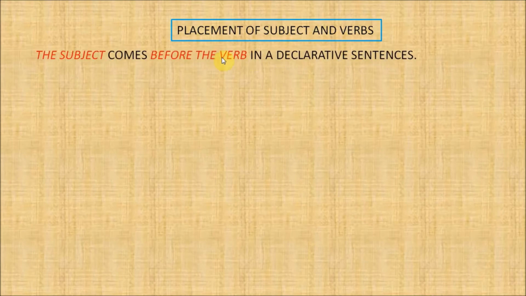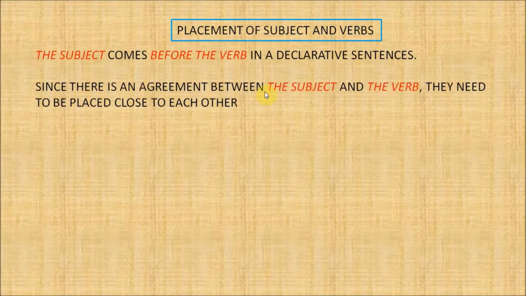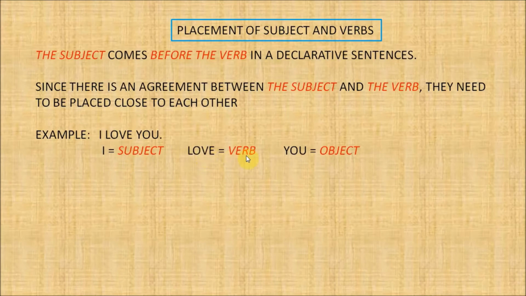Now let's look at placement of subject and verb. Where do we place subject and verb? The subject comes before the verb in declarative sentences. Since there is an agreement between the subject and the verb, they need to be placed close to each other. So the subject and verb must be placed close to each other. For example, I love you. Here I is the subject, love is the verb, you is the object. So subject and verb must be placed close to each other, as you can see here.